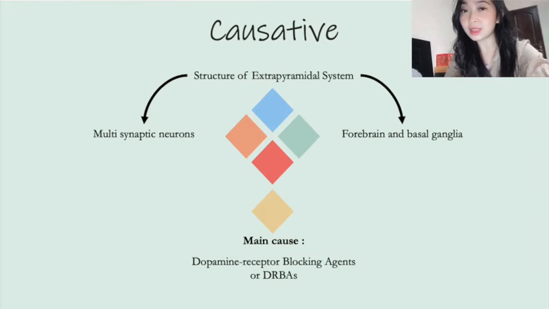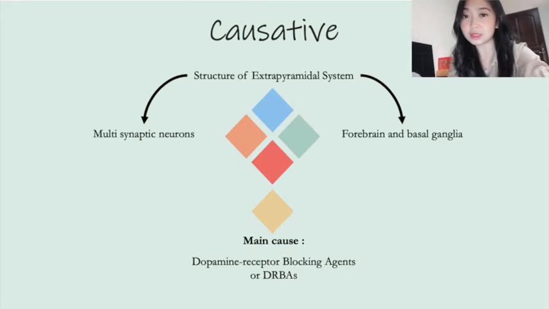Moving on to what causes extrapyramidal symptoms. Before that, we have to know that the extrapyramidal system consists of multisynaptic neurons, the forebrain, and the basal ganglia, which are responsible for involuntary movements. Damage to the structures in the basal ganglia, either from trauma or disease, can result in someone having extrapyramidal symptoms.